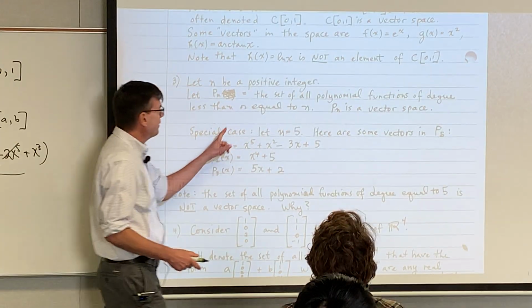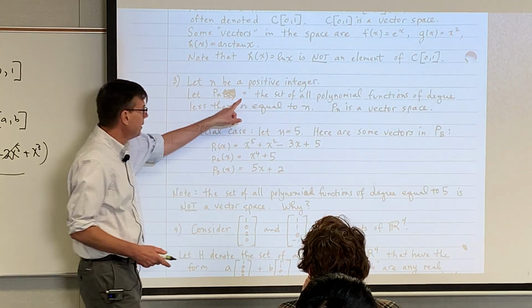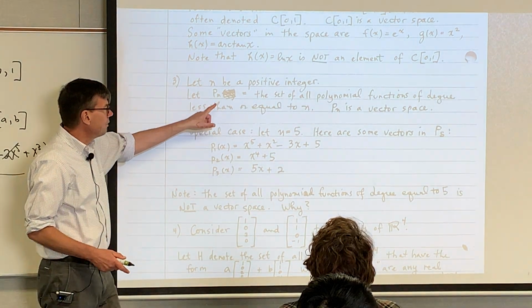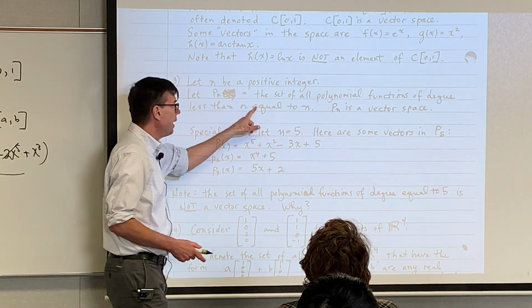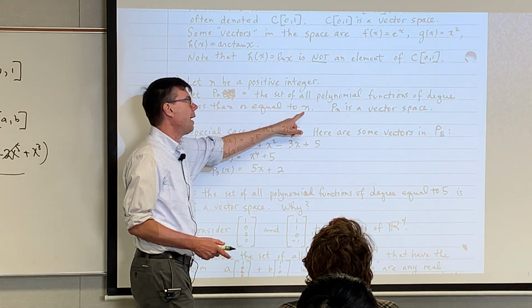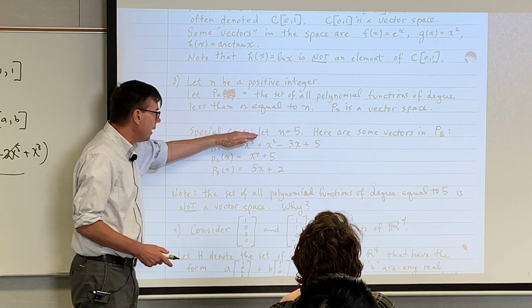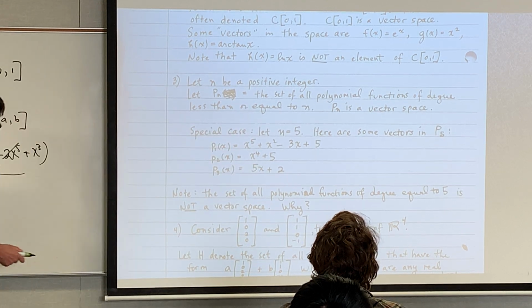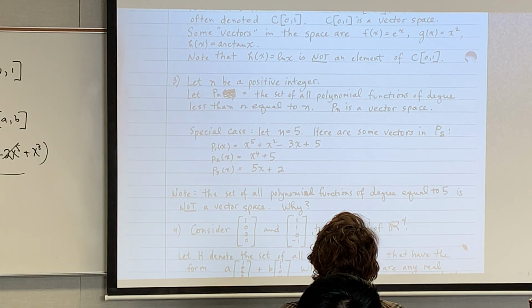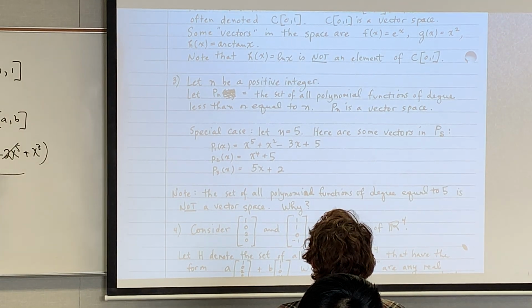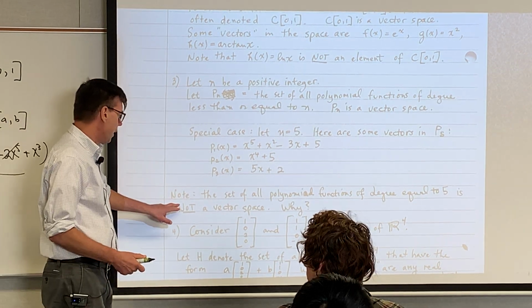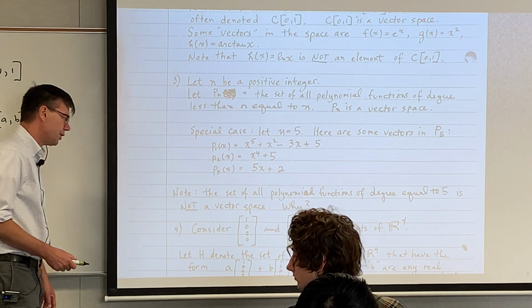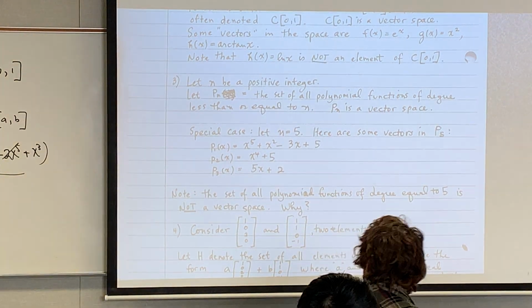That's the fine print of the example P sub n, and that's why we say the set of all polynomial functions of degree less than or equal to n. This capital P sub n includes lower degree polynomials. So this is in P sub 5, this is in P sub 5, this is also in capital P sub 5. So we just answered the why question there. Another example.